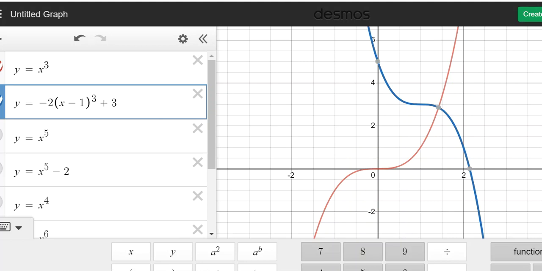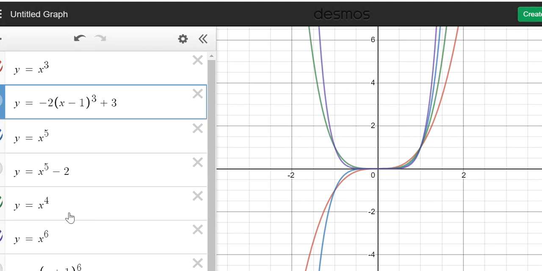So again, all those patterns of graphs that we've been doing, they're going to apply here. We've got to make sure that we have a good understanding of how the vertical shift or horizontal shift happens, along with changes to A to make it skinnier or wider.